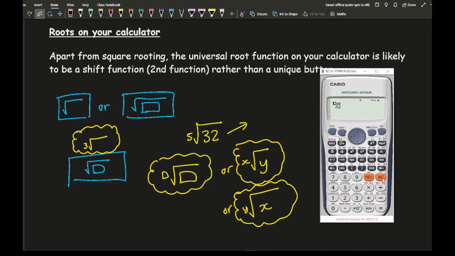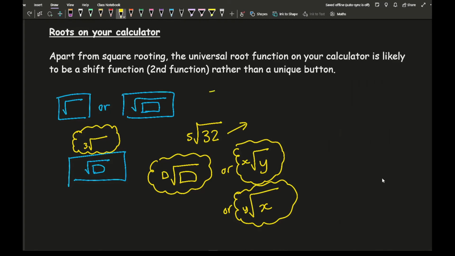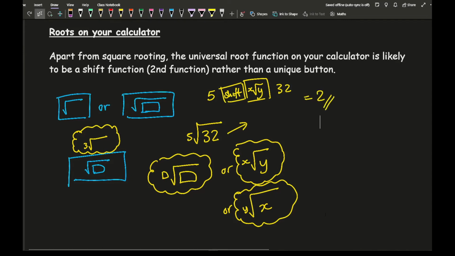Now if you have a certain calculator, you may have to think about the order in which you enter the numbers. For example, you may have to press 5, then press shift or second function, then the little XY button, and then press 32. That's the order in which you may have to do it to get the correct answer of 2. But again, it's worth messing around. Unfortunately, I can't go through every single calculator, so it's just a case of mess around and see what you get.